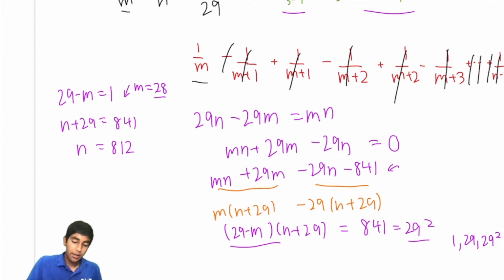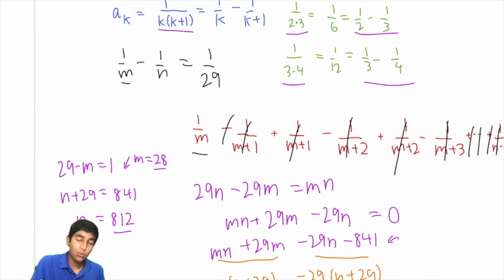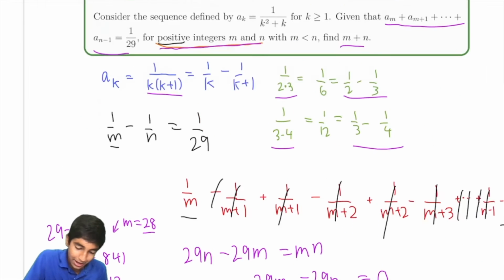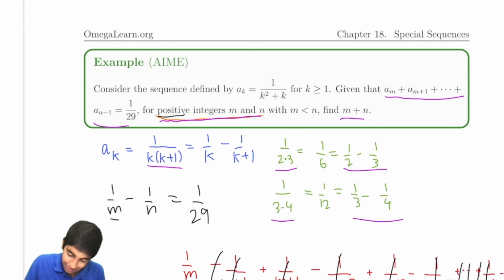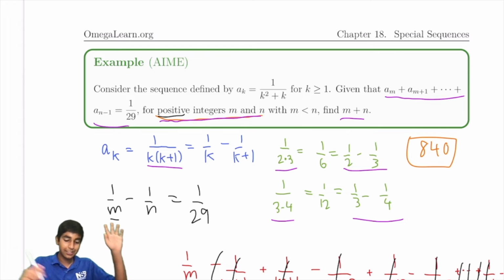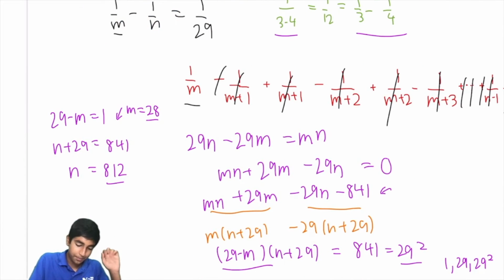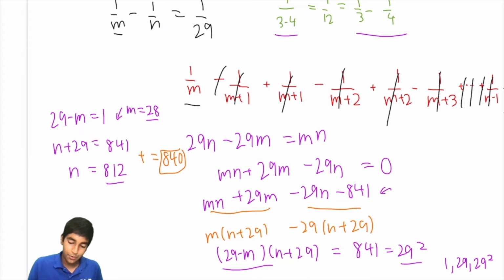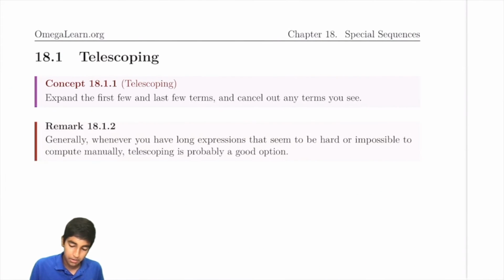So their sum, what the question is asking for, is 812 plus 28 equal to 840. This is the final answer, because this is just the sum. And now we're done. We're ready to move on to the next problem.